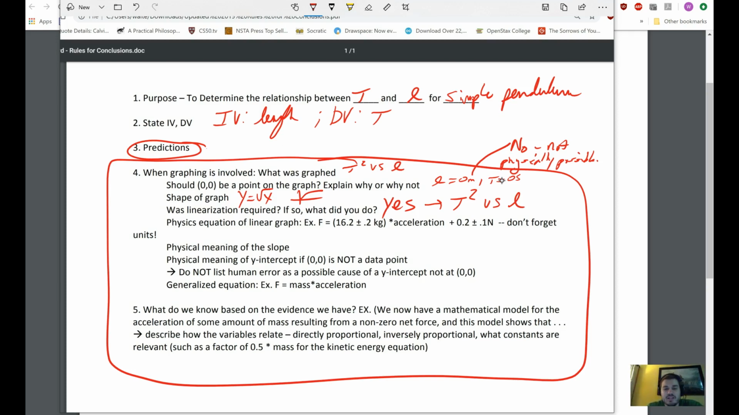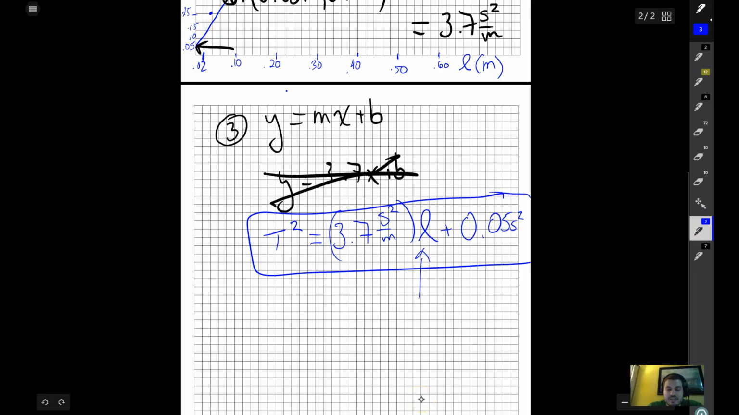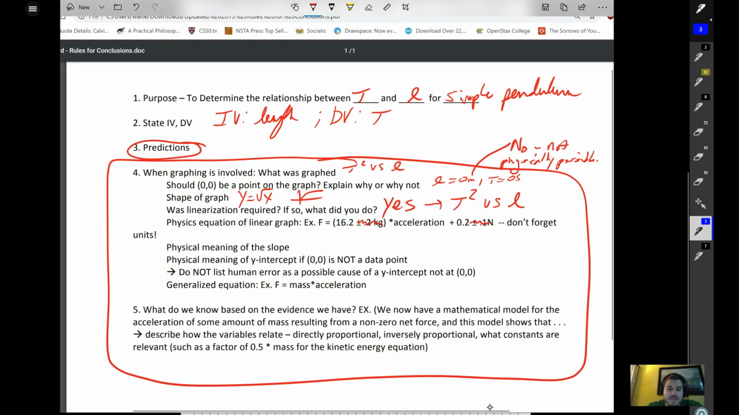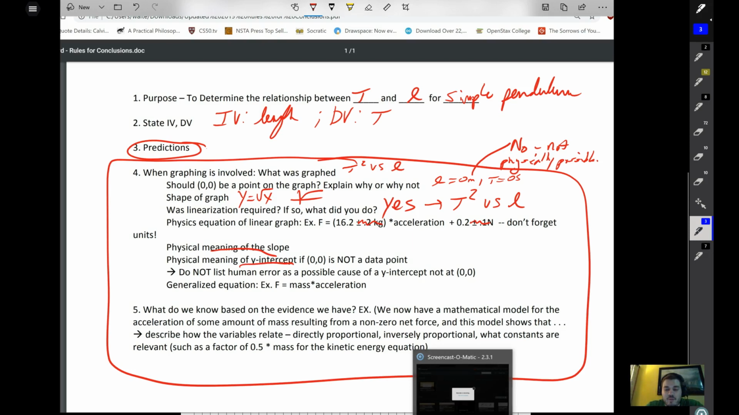The next thing we want is our equation. Now ignore the plus or minus stuff for now. We haven't talked about how to find uncertainty yet, but that's what we just did on this sheet. This is our equation for our line of best fit: period squared equals my calculated slope value times the length plus my y-intercept. So that would be our next step. The thing we then want to figure out is what is the physical meaning of the slope and what is the physical meaning of the y-intercept.